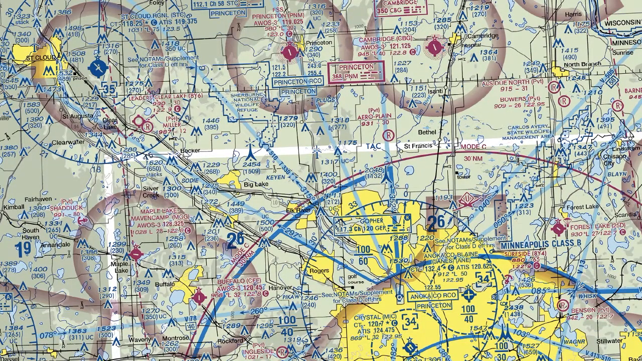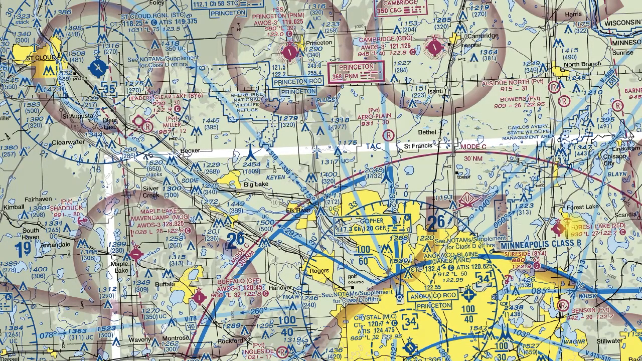Parachute jump zones. So Forest Lake has a good example of a parachute jump zone here. This is just a little parachute symbol. And we've talked about this before. You can operate drones in a parachute jump zone. The symbol is just to say, hey, watch out, there might be parachutes here.